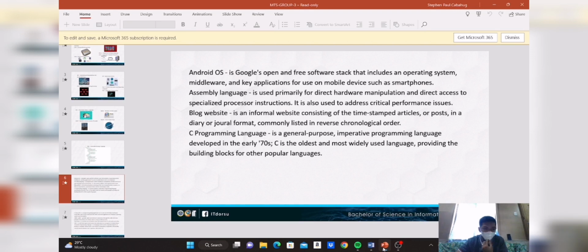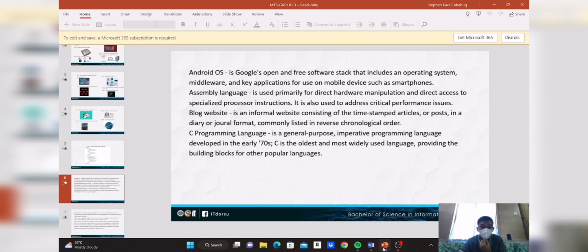Next is blog website. A blog website is an informal website consisting of time-stamped articles or posts in a diary or journal format, commonly listed in reverse chronological order. So this is a blog website. When you search, for example, magazines and beauty products, they come up on this website.